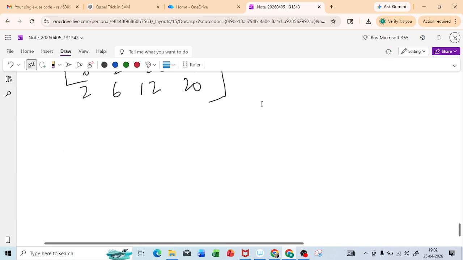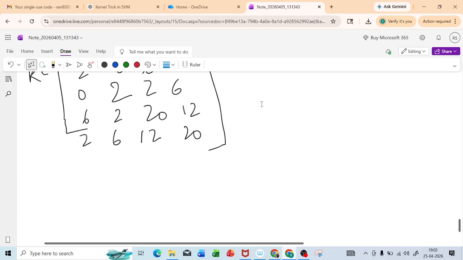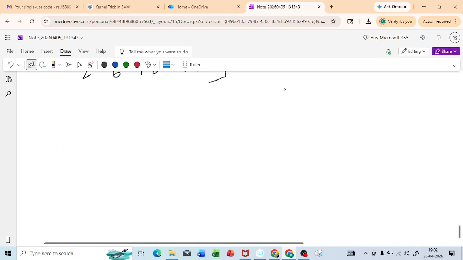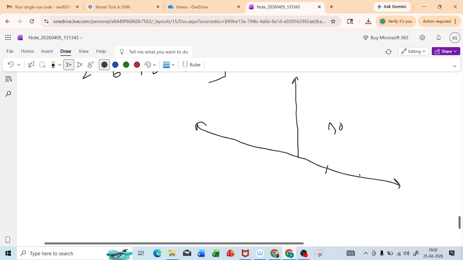Now what? So what we'll do is, now let's go back to our original point. Okay, so our original point was like this. This was 1 0 1. Oh, sorry, there is some issue with this. It's nothing but 1, 0 and 1. Okay, and then our second point was minus 1 comma 0 comma 1.